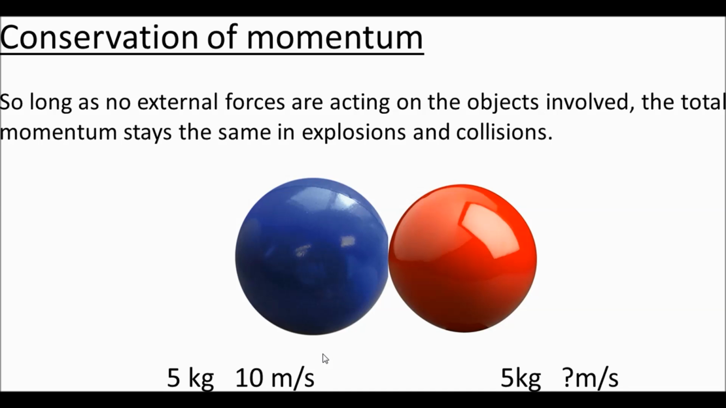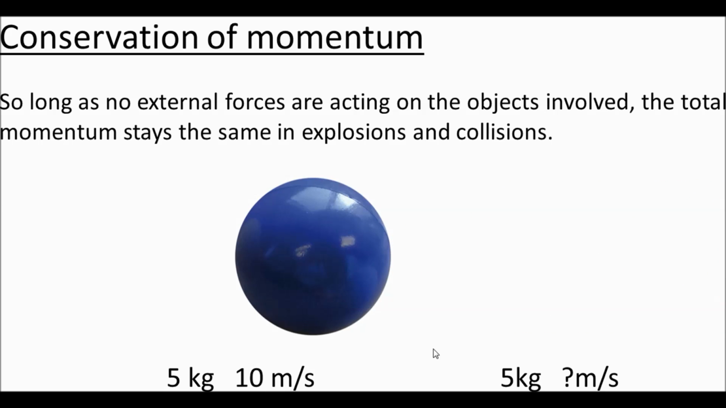And if the momentum is conserved, then this red one has to pick up that 50 kilograms meters per second of momentum. So it's 5 kilograms. So what speed is it going to disappear off at? Well, to conserve that 50 kilograms meters per second, it's going to have to go at the same speed, 10 meters per second, and off it goes.